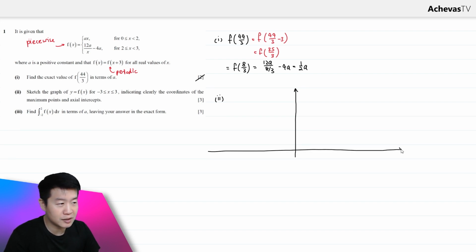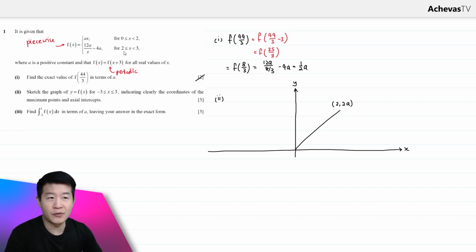Okay, let me draw a slightly longer x-axis. So we have this. From 0 to 2, it is a linear line with a gradient of a, and it passes through the origin. So we have from here all the way, let's say until here, until 2. So when x is equal to 2, the output is 2a. Let me indicate the coordinates of this point, 2 and 2a.